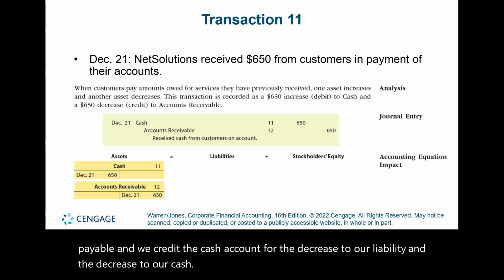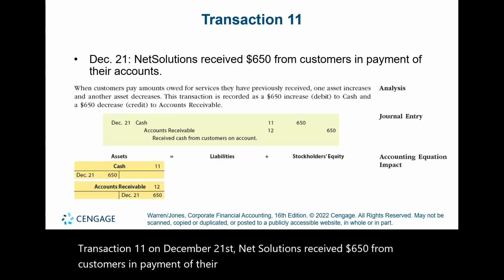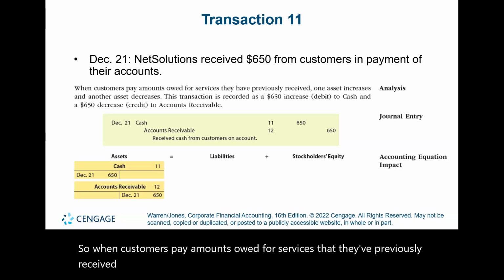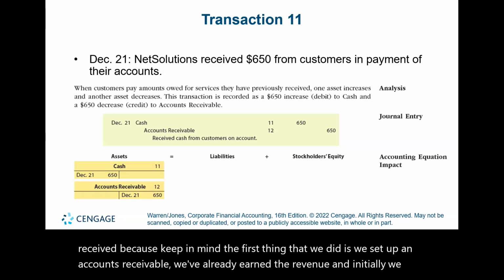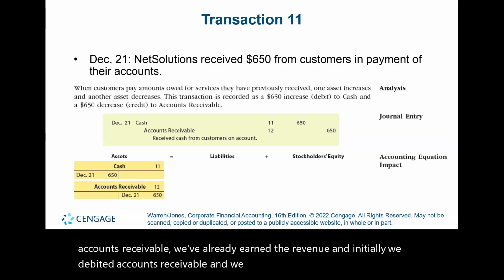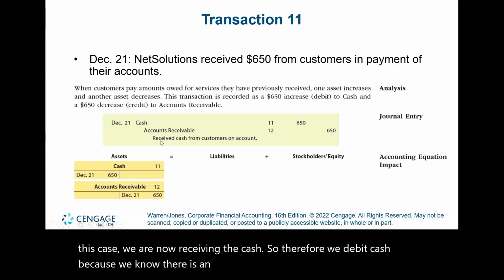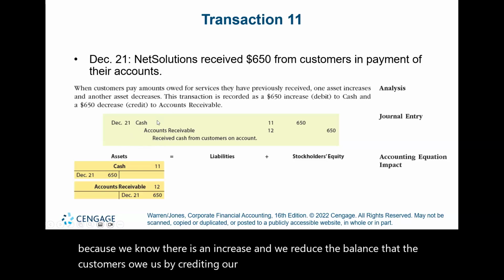Transaction 11, on December 21st, Net Solutions received $650 from customers in payment of their accounts. So when customers pay amounts owed for services that they previously received, keep in mind, the first thing that we did is we set up an accounts receivable. We've already earned the revenue. And initially we debited accounts receivable and we credited our revenue account. So in this case, we are now receiving the cash. So therefore we debit cash because we know there's an increase, and we reduce the balance that the customers owe us by crediting our asset account for the decrease.